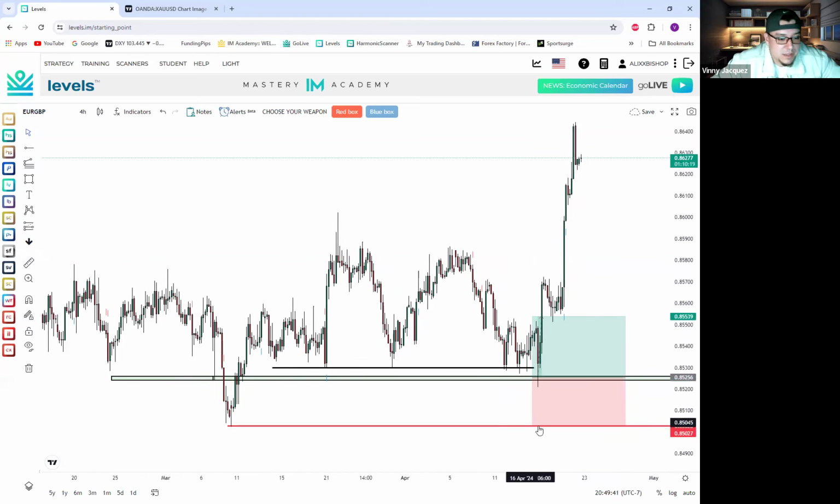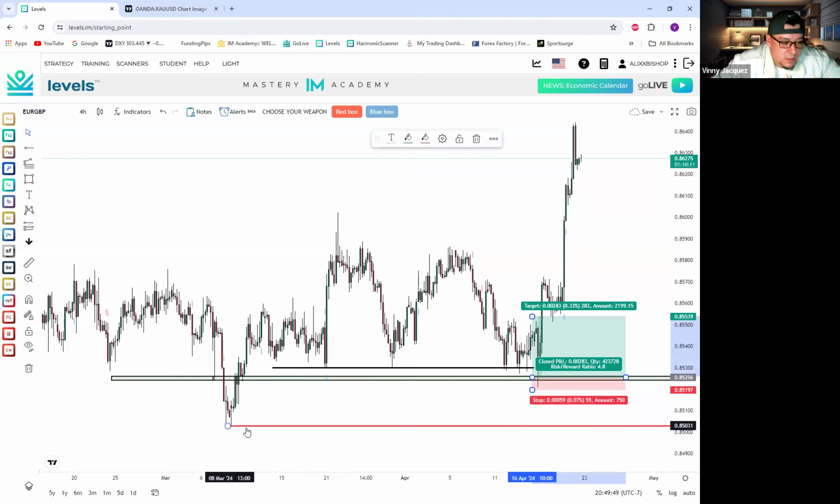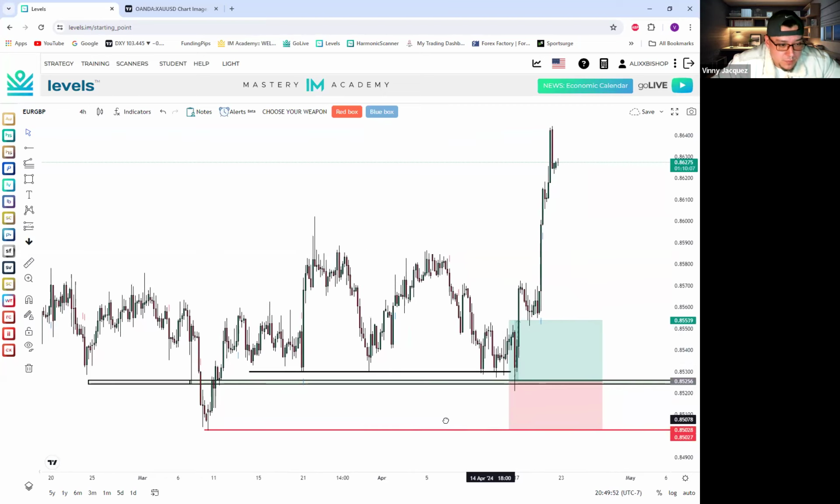Right? The market creates your stop loss. You don't. So just because it's a big stop loss, don't put it like this. The market will tell you what your stop loss is. Listen to the market. Okay, guys.